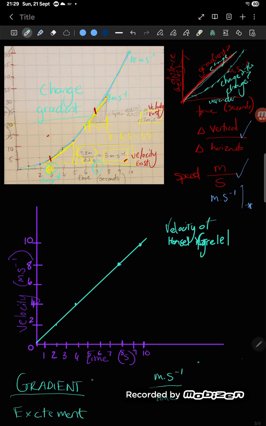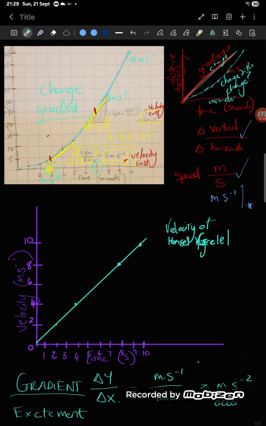So what's happening with this? The gradient is the change in the y-axis over the change in the x-axis. And the change in the y-axis is going to be meters per second, to the -1, over time, which will give me meters per second to the -2, which is acceleration. And acceleration is the change of velocity.